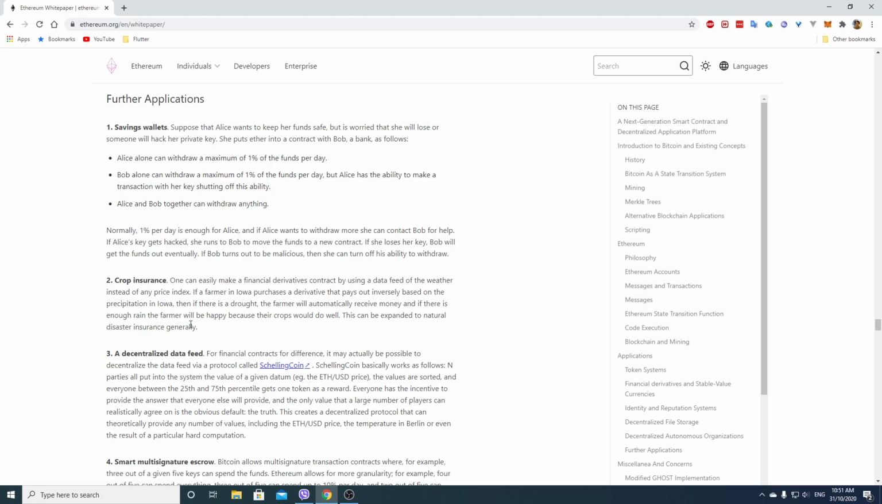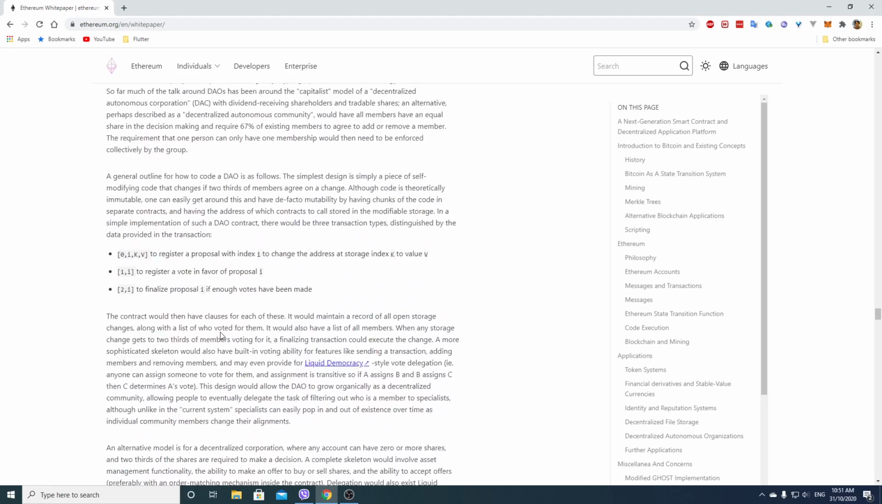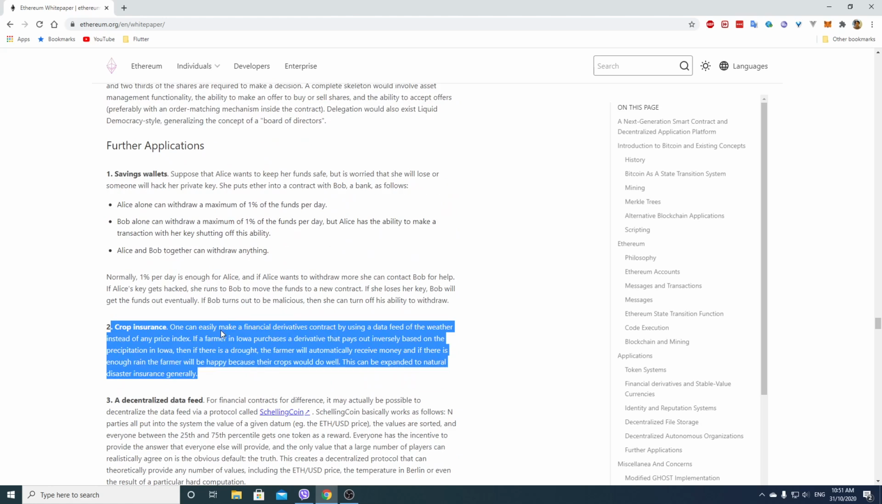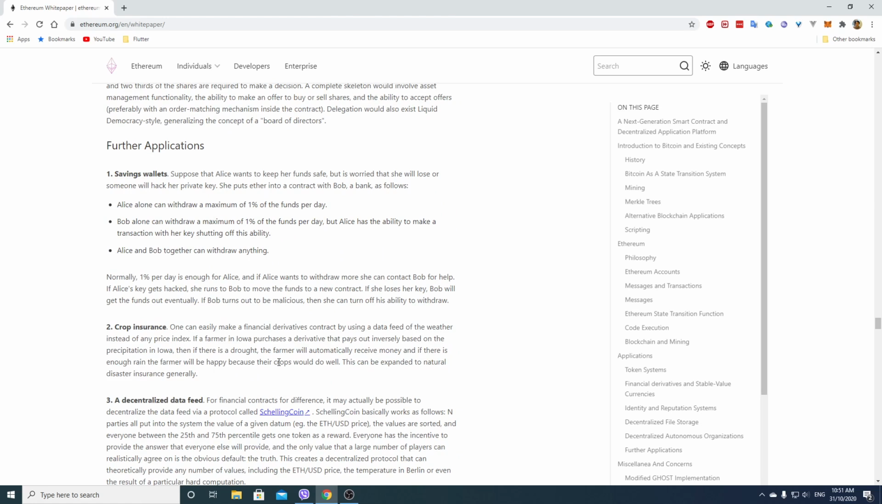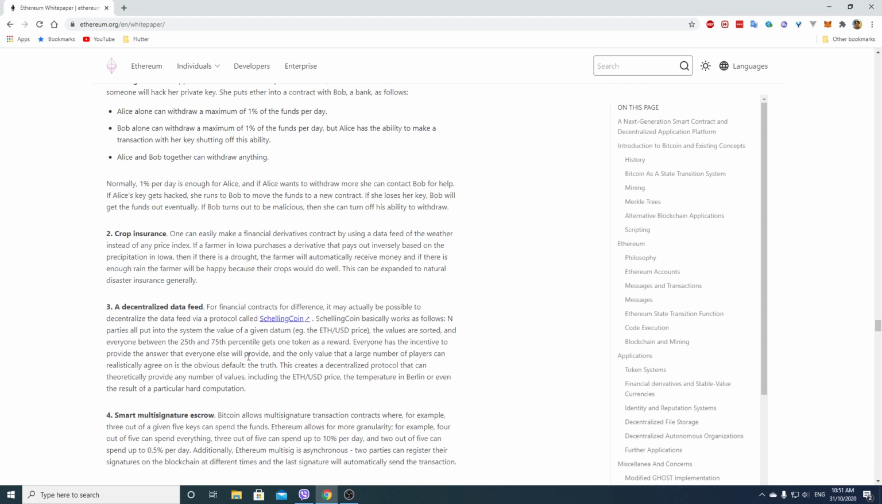Okay, so this is really the same as the hedging contract that was above, but instead of using the Oracle giving the price of Ether versus USD, you use an Oracle that gives the precipitation, from a weather channel or something.